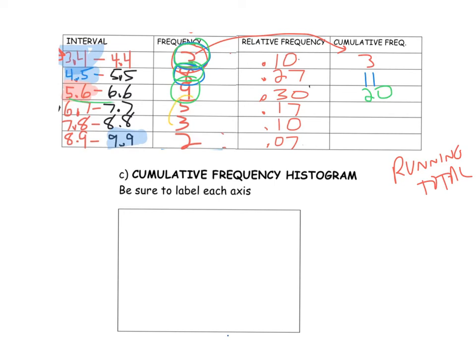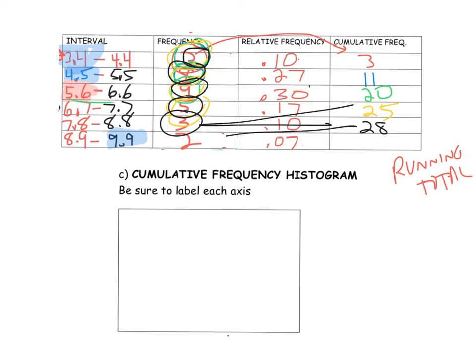For the fourth, we have 3 plus 8 plus 9 plus 5. So we're up to 25. For the fifth interval, 3 plus 8 plus 9 plus 5 plus 3, or just do 25 plus 3 to get 28, and then 28 plus 2 should give you the total of 30.